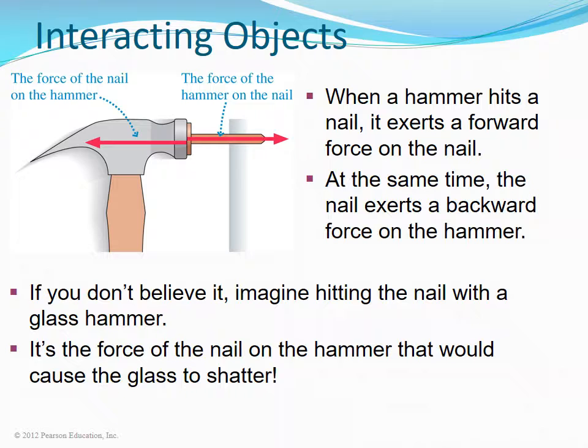When a hammer hits a nail, it exerts a force on the nail. At the same time, the nail exerts a backward force on the hammer. If you don't believe it, imagine hitting the nail with a glass hammer. If the force of the nail on the hammer were not there, that would cause the glass to shatter.